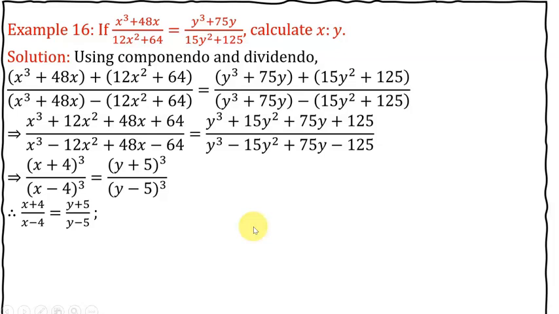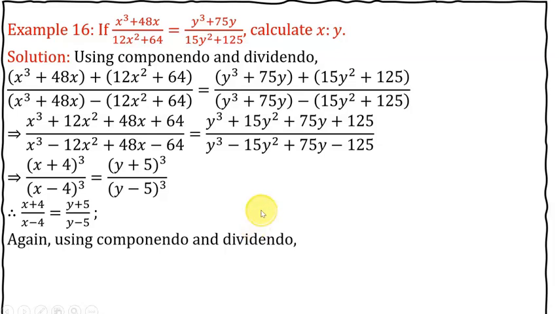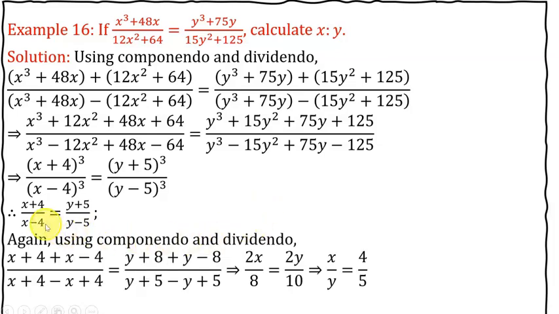Okay, now take the cube root on both sides. Again, next, by applying componendo and dividendo: (x plus 4 plus x minus 4), (x plus 4 minus x plus 4), and to the right hand side y plus, again by applying componendo and dividendo. x plus x, we will have 2x, and x minus x gets cancelled. 4 plus 4 is 8. Next y plus y, 2y, 5 minus 5 gets cancelled, and y minus y gets cancelled. 5 plus 5, that is 10.